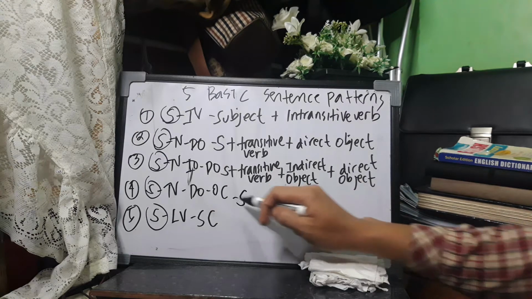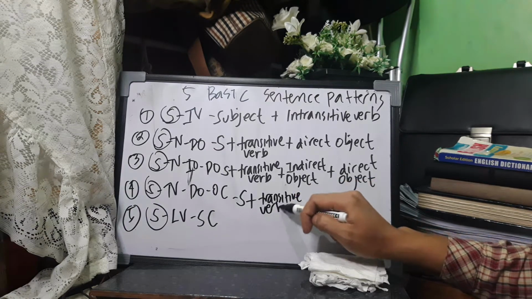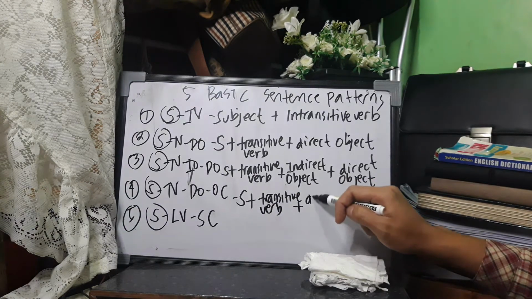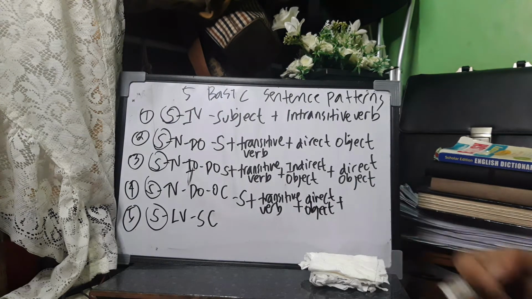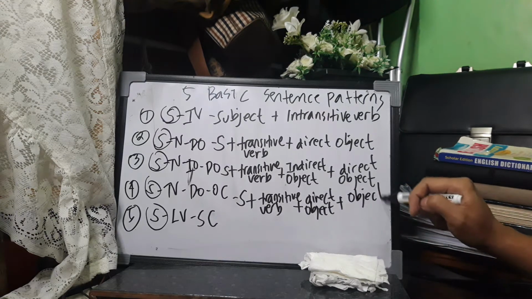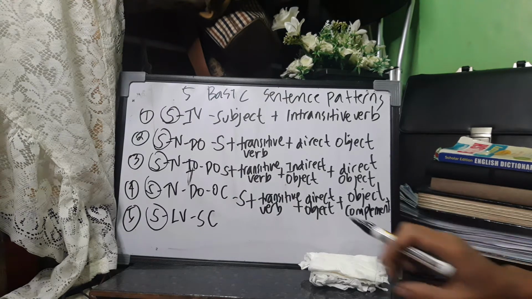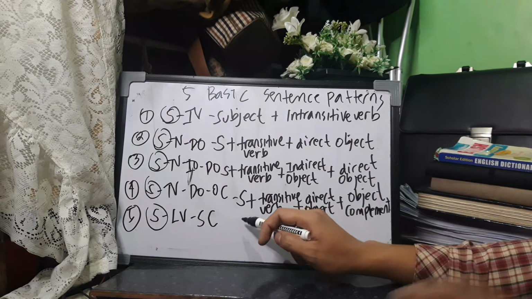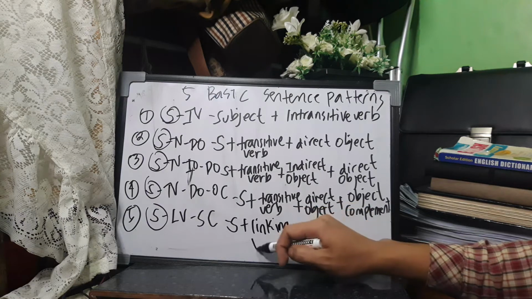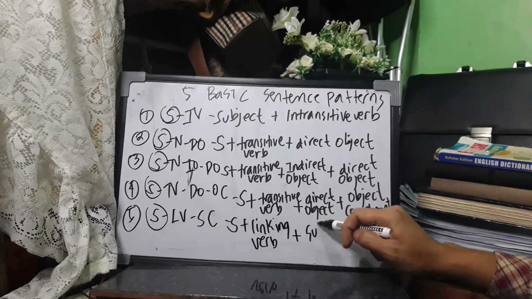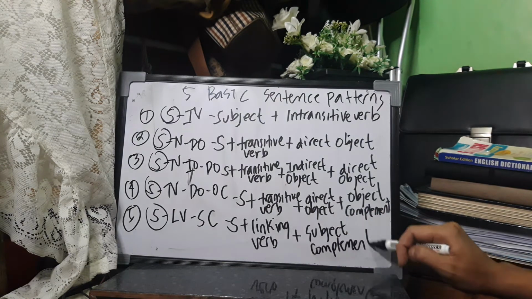That is your subject plus of course your TV, that is your transitive verb. And then what is DO? Of course, that is your direct object. And teacher, what is OC? I already told it, sorry. That is your object complement. And how about SLVSC? SLVSC is your subject plus linking verb plus SC, that is your subject complement.